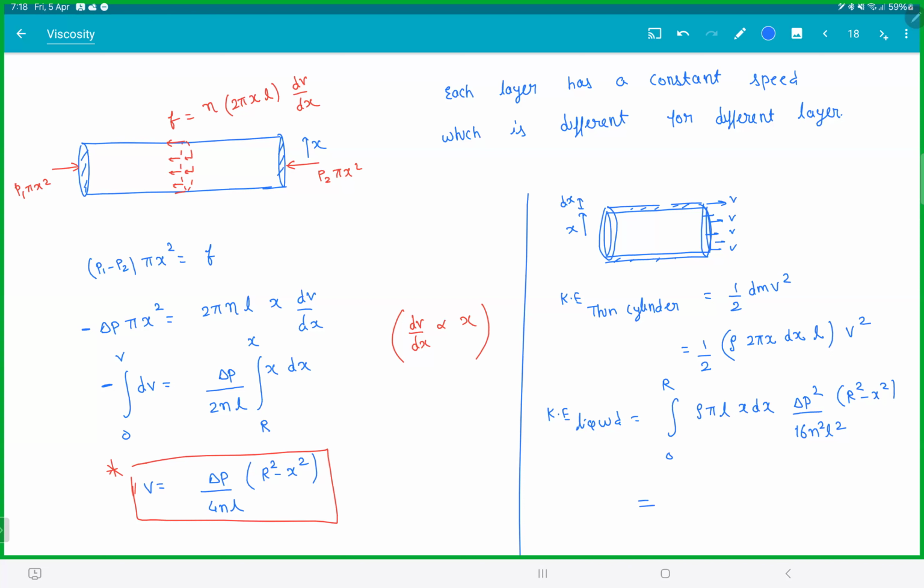This integration will be pretty big one, I guess. Like x power 5 is also sitting inside. That's fine. That is just anyway x power n only.